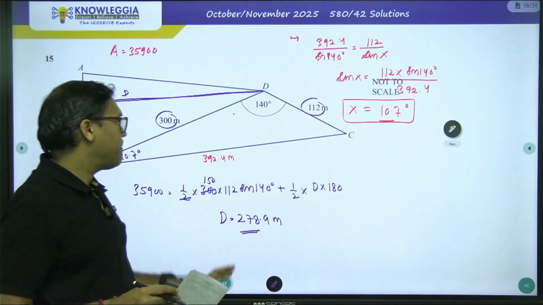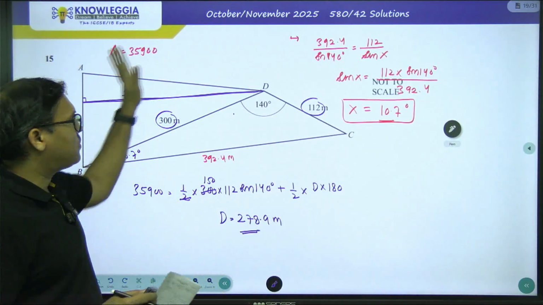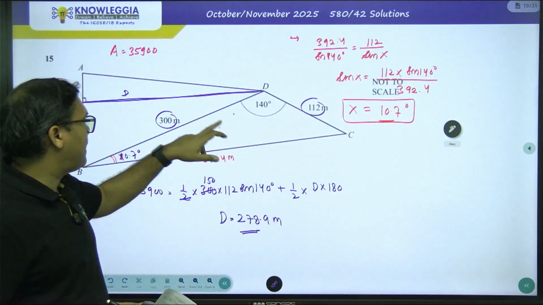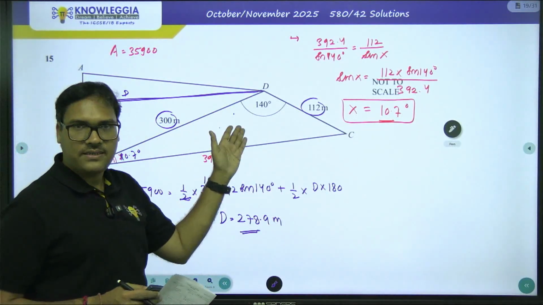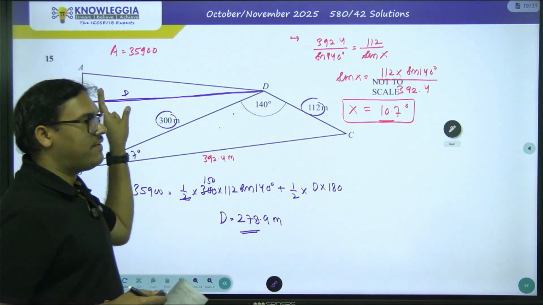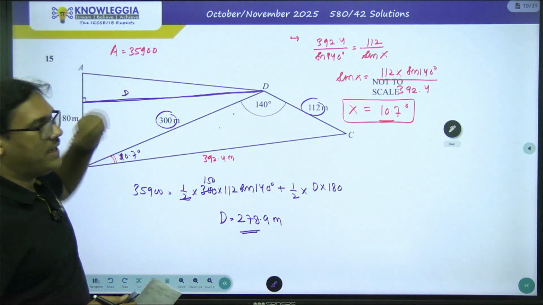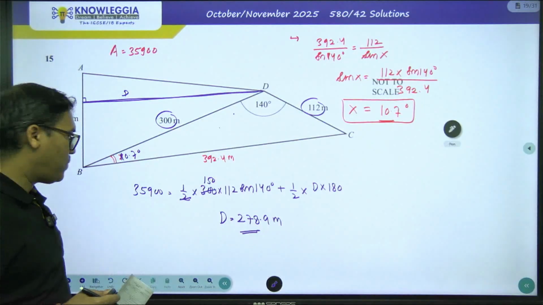I hope this is clear. Area of this quadrilateral is area of this triangle plus area of this triangle. For this triangle, I have used half AB sine theta. And for this one we have used half base into height. So this is how we can solve this question.